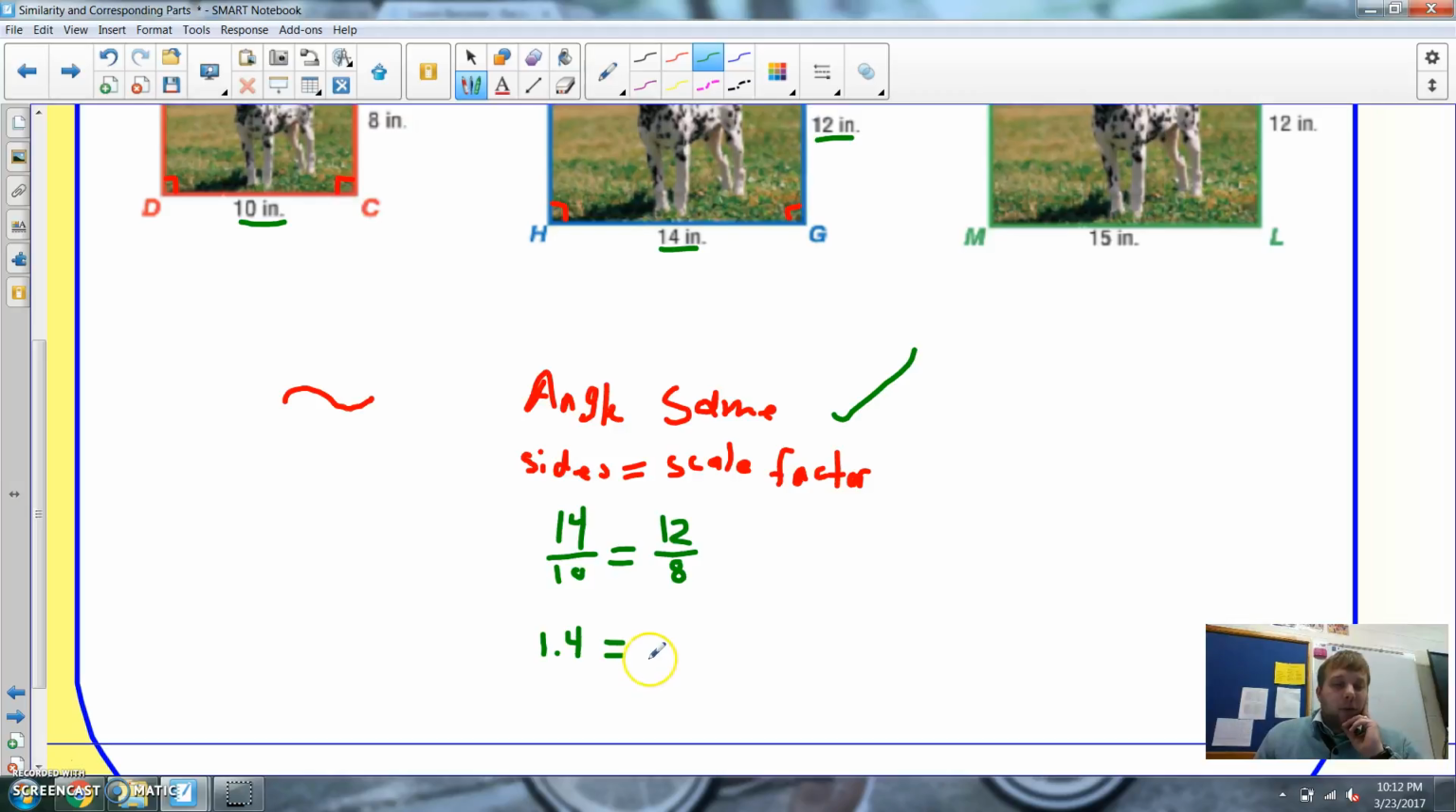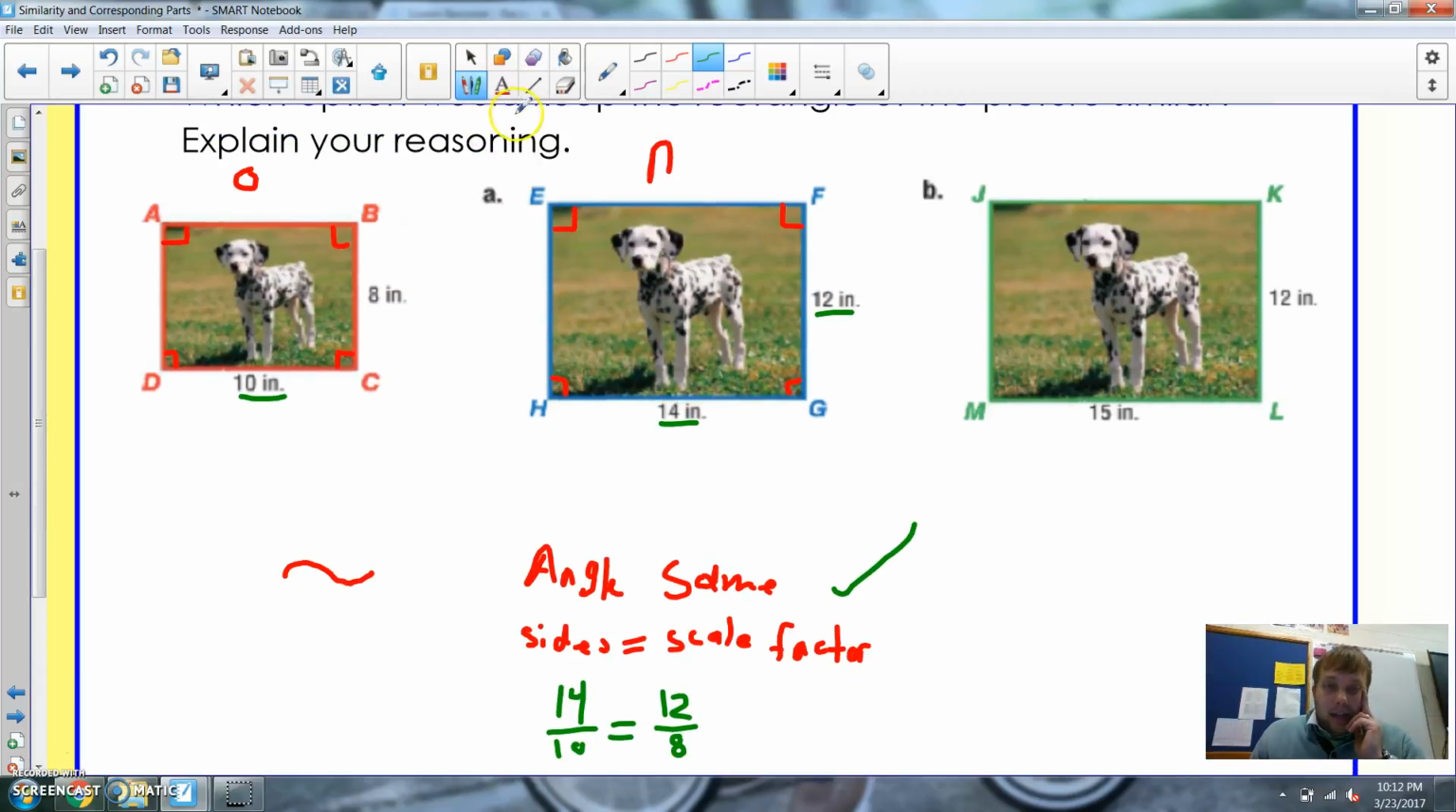So 12 divided by 8 I got as 1.5. So the sides have a larger scale factor than the bottom. Thus, not the same. This one is not similar because it has a different scale factor for the sides than on the bottom. Well, let's check this one now.